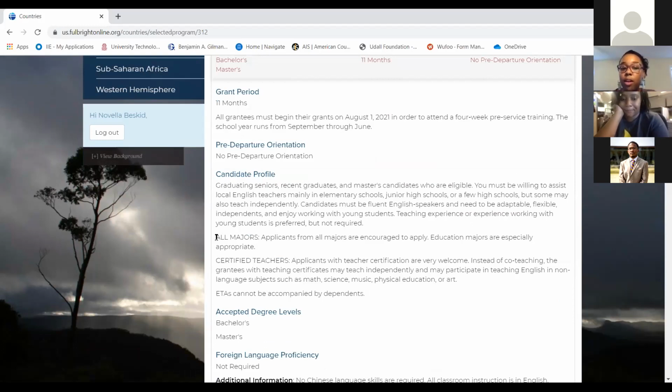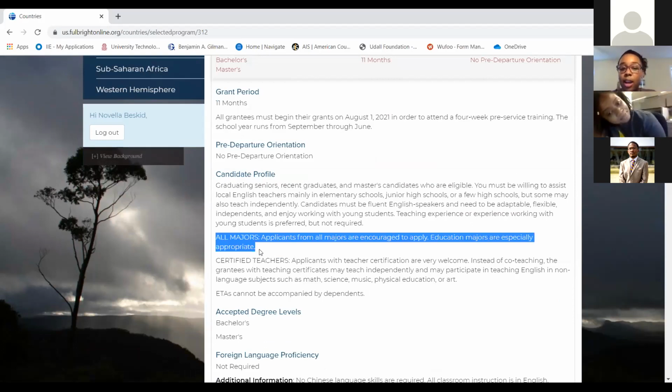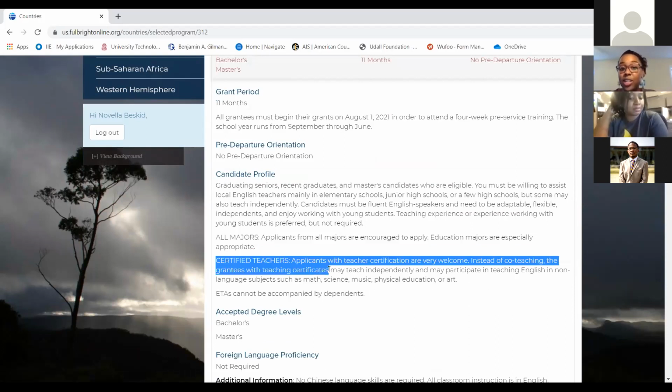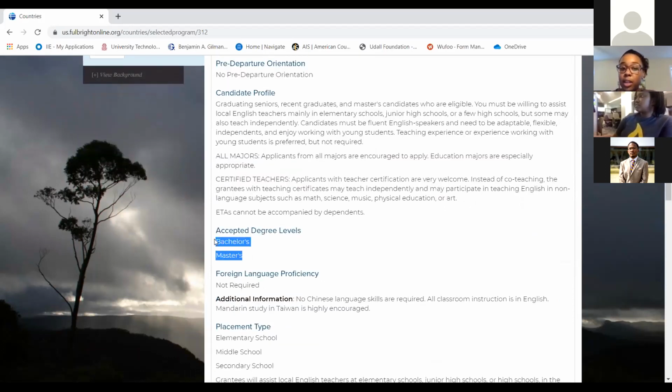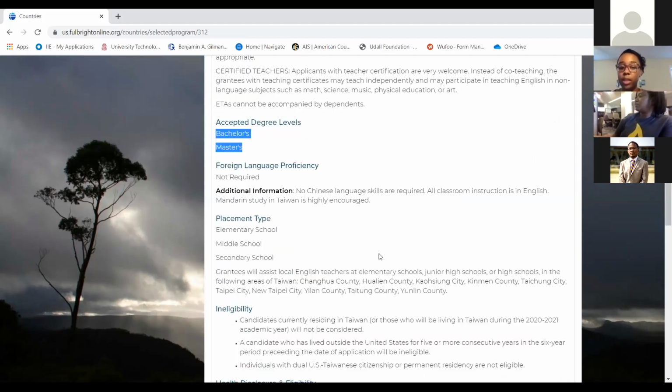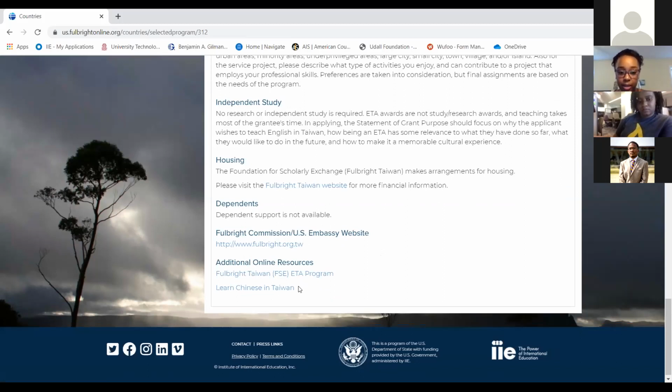So they're going to tell you the candidate profile. What are we looking for? All majors. They don't care. Great. They also say certified teachers are very welcome. So that makes you think, okay, they really do like people who have a teaching background. Why is that? That might tell you something about the education system there. They're telling you the accepted degree levels. If you have any questions about, say, applying as someone who's getting their PhD, you should probably email the person listed at the bottom. They'll probably have contact information, so you can go to their site and ask.